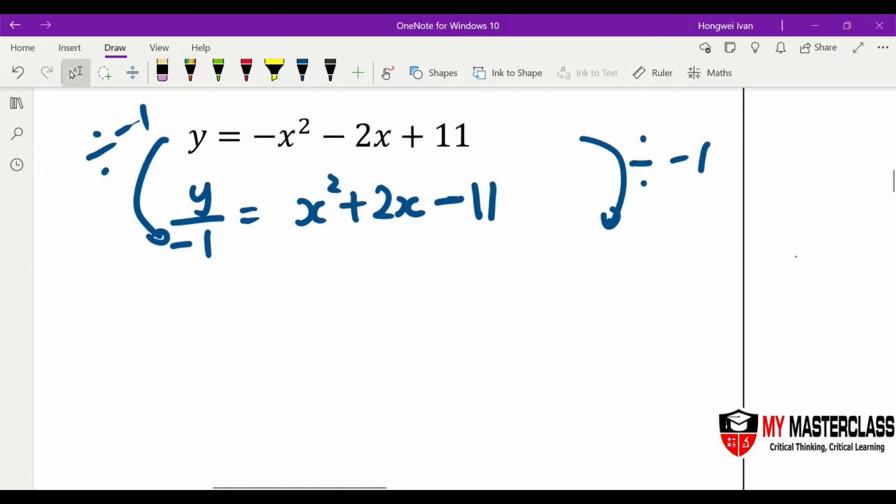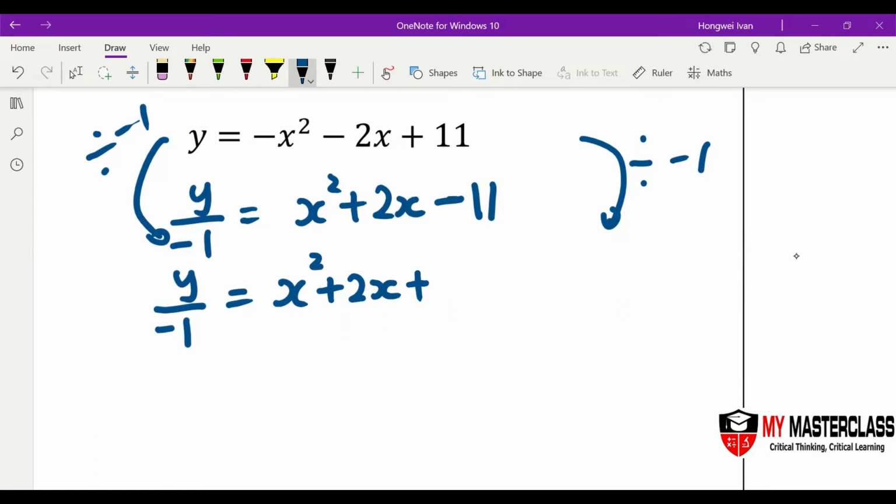Okay. Now, as long as it starts with x squared, we still write y over negative 1 here. Remember, first x squared plus 2x. Okay. Sasmita, plus what square? Yes, 2 over 2, 1 square. But you must minus 1 square. Plus 1 square, then must minus 1 square. Remember your negative 11 behind. Okay?